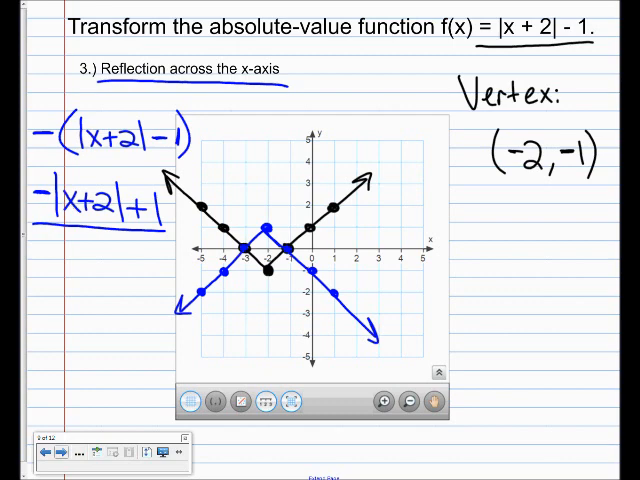All right. Going back to the original in black. My vertex was -2, -1. And then I drew my V. Then I reflected it across the x-axis. What's the new vertex here? -2, +1. -2, +1. What does this negative sign tell me to do? Draw it upside down. So that's what it all means.